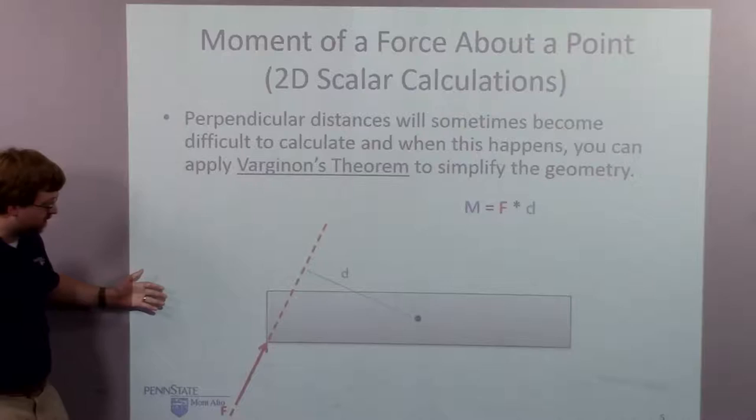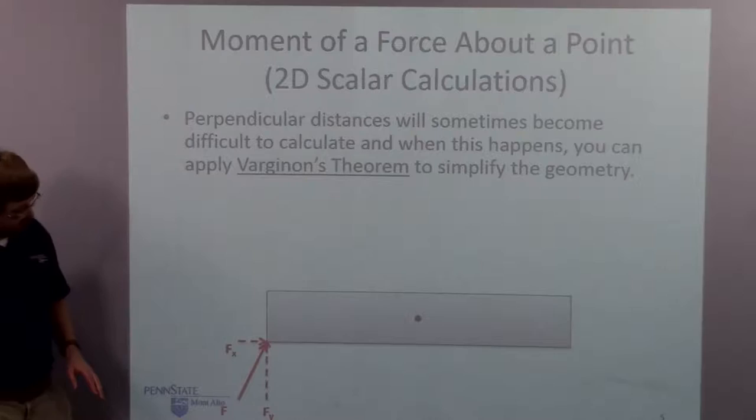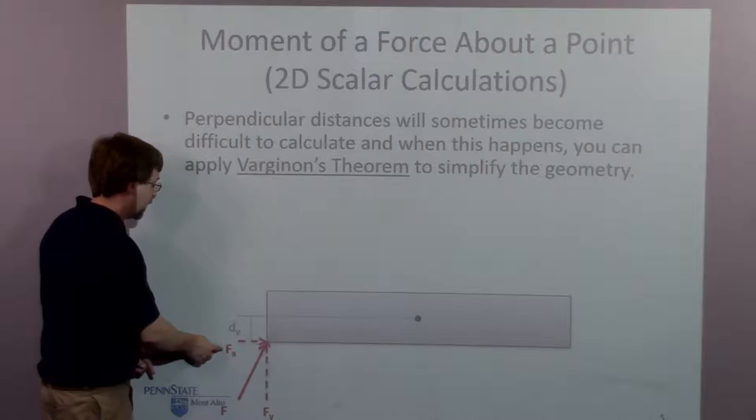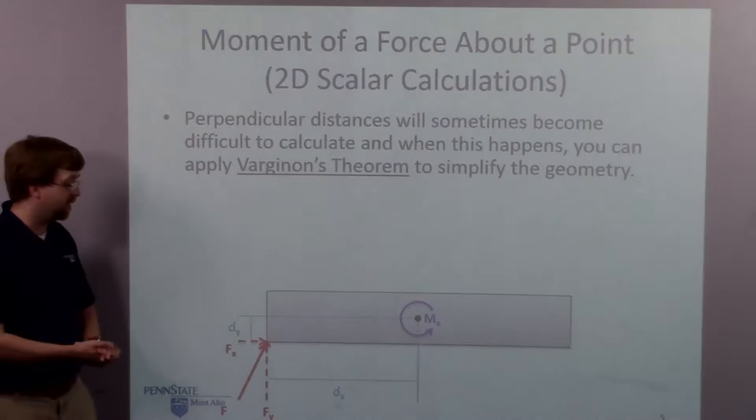That basically says that if we want to find that moment, rather than doing force times distance, we're going to take our force. If we break it into x and y components, I can do the force times distance. This is force in the x direction times a vertical distance, which is perpendicular to that, and force in the y times this perpendicular distance here, which is a lot easier to find. I can easily just find those distances.